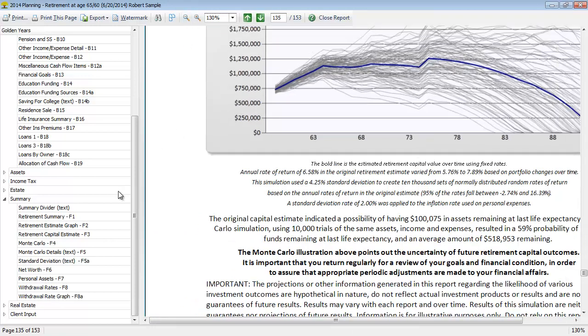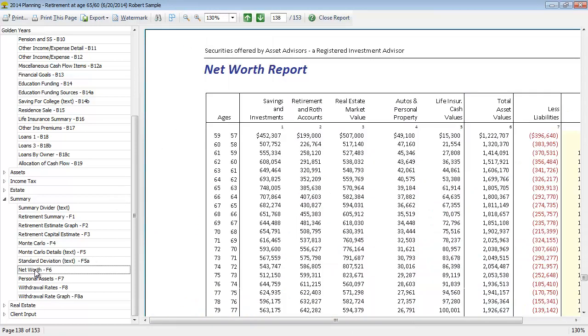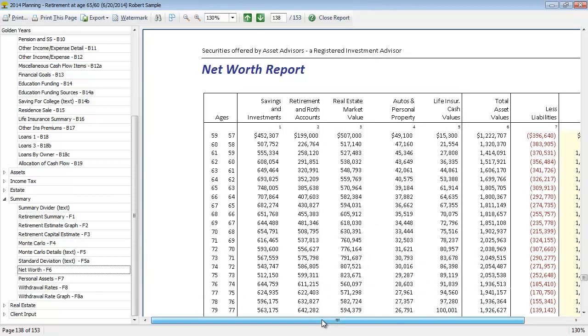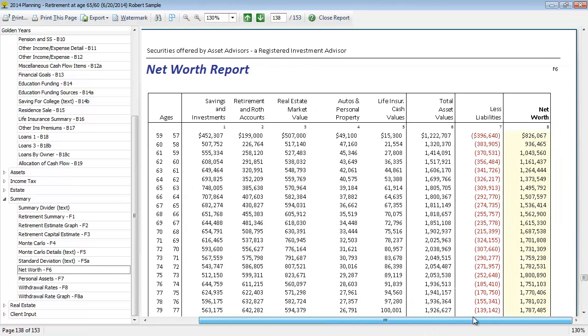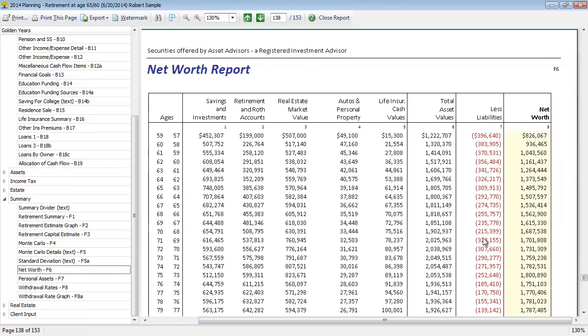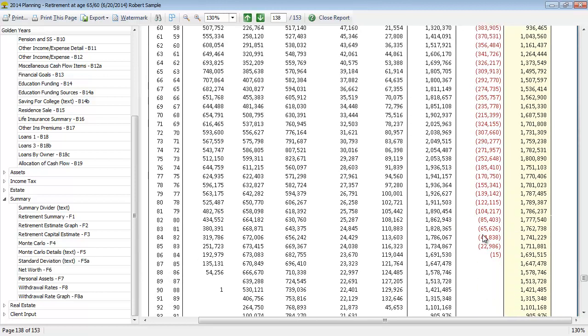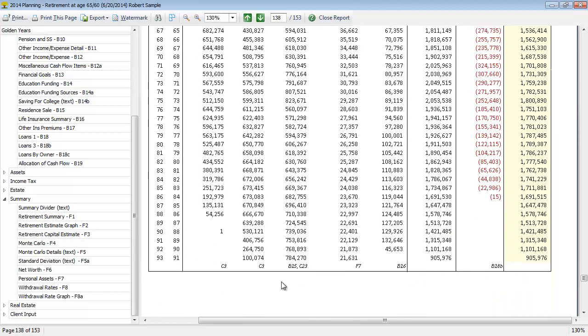Okay, so next we have a net worth statement. This is a very handy report. So where we saw on retirement capital estimate F3, they ended up with $100,000. That was their savings and investments and retirement type assets. It didn't include personal property, rental real estate, insurance, cash values. So we can see here how their total net worth is changing, including their total liabilities, of course. So at last life expectancy, given their property and the like, they have closer to $1 million.